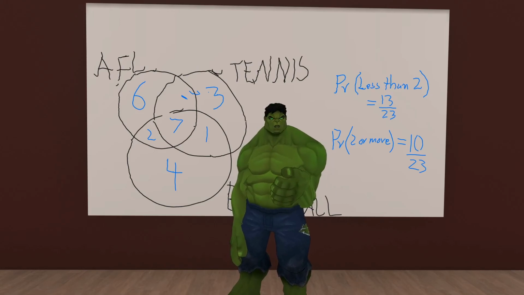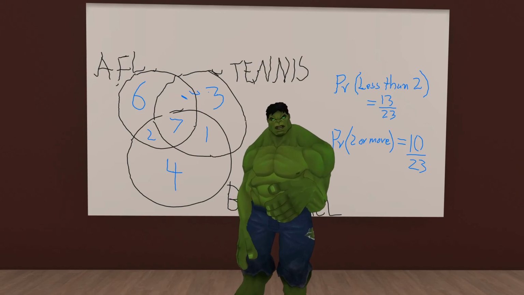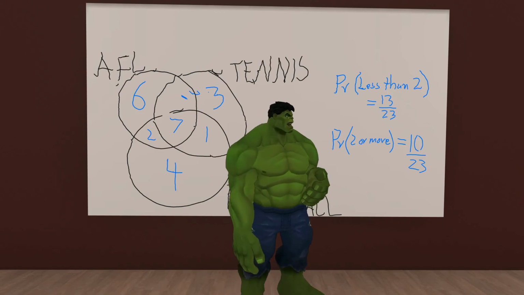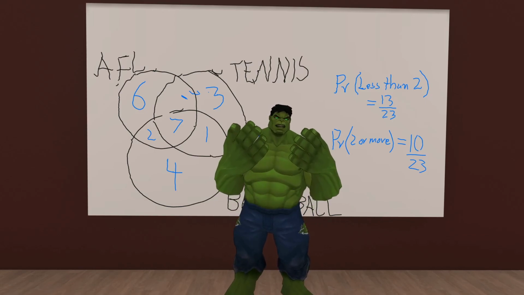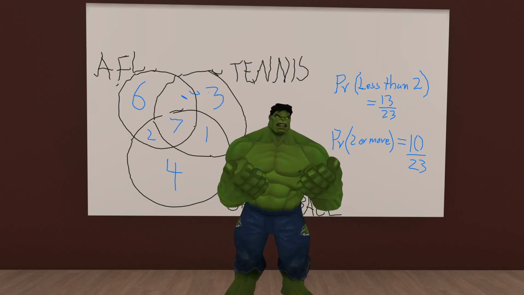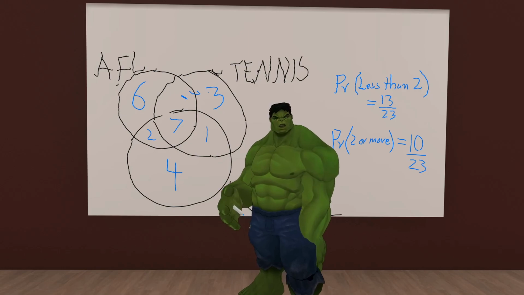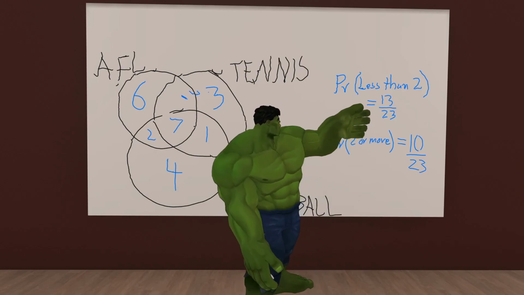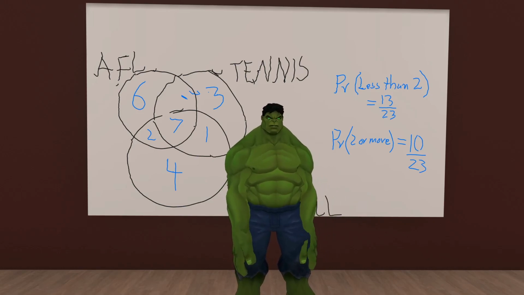So be careful about what your questions are asking. Are they asking for a probability or a proportion? Or are they just after the one number, like saying how many people are in just basketball? It would just be 4, as opposed to writing the probability, which is 13 out of 23.